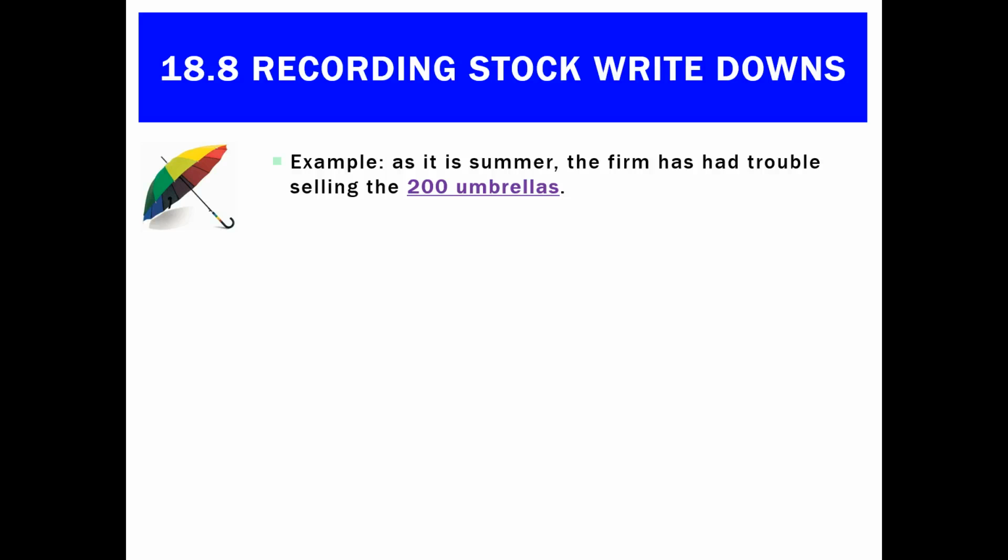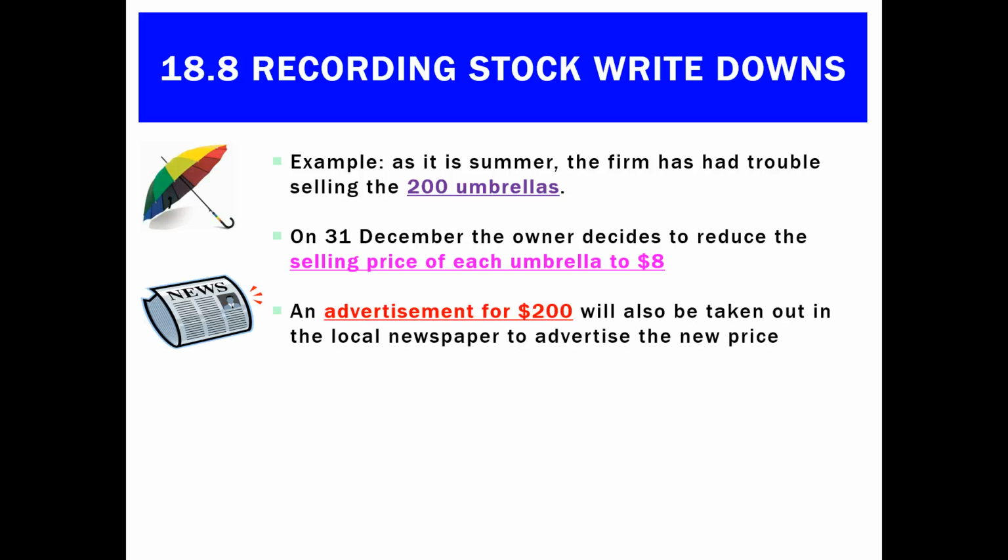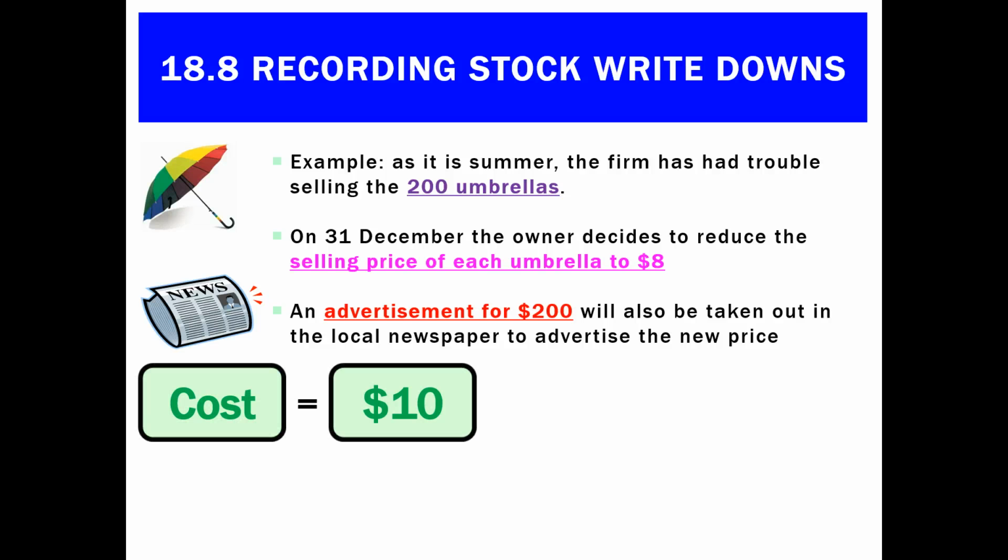Gets to December and it's summer. I can't sell these umbrellas. I'm going to lower the price to $8 and I'm going to take an ad out in the newspaper for $200 saying come and buy these umbrellas that are on sale. So it's a $200 advertisement for 200 umbrellas. So the cost was $10.